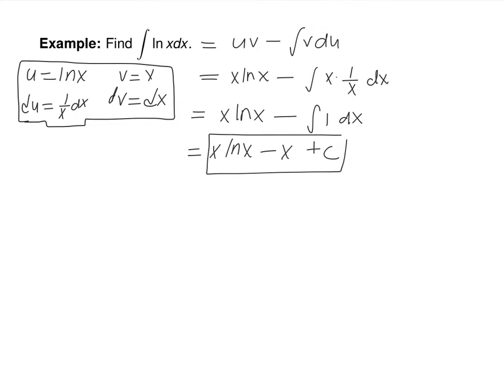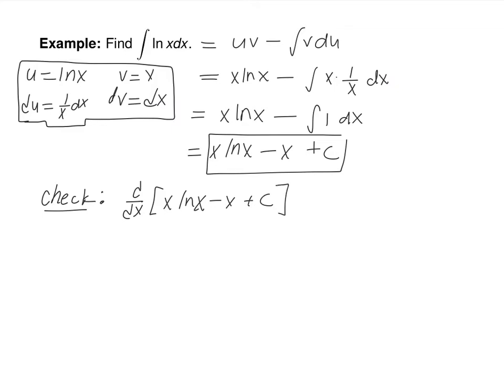And don't forget that you can always check your answers. I mean, occasionally the checking is quite complicated. That's why I don't always make you do it. But in this case, let's do it. So we're going to check that this actually is the antiderivative of ln of x. And we're going to do that by taking the derivative of our result. So the derivative of x ln x minus x plus c.